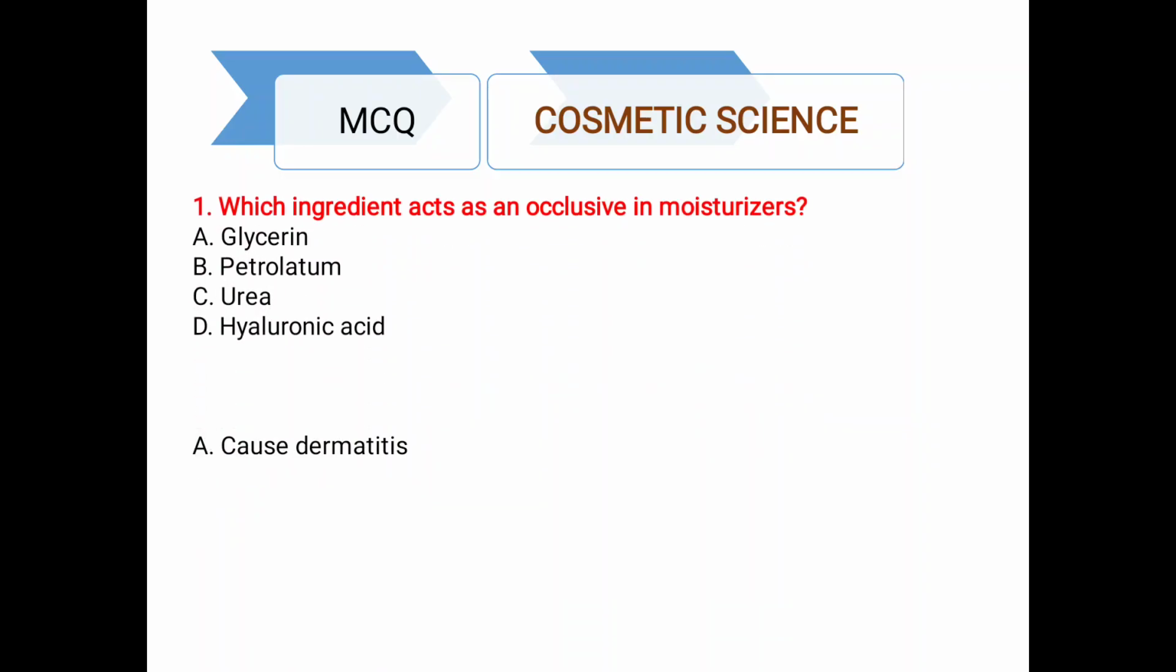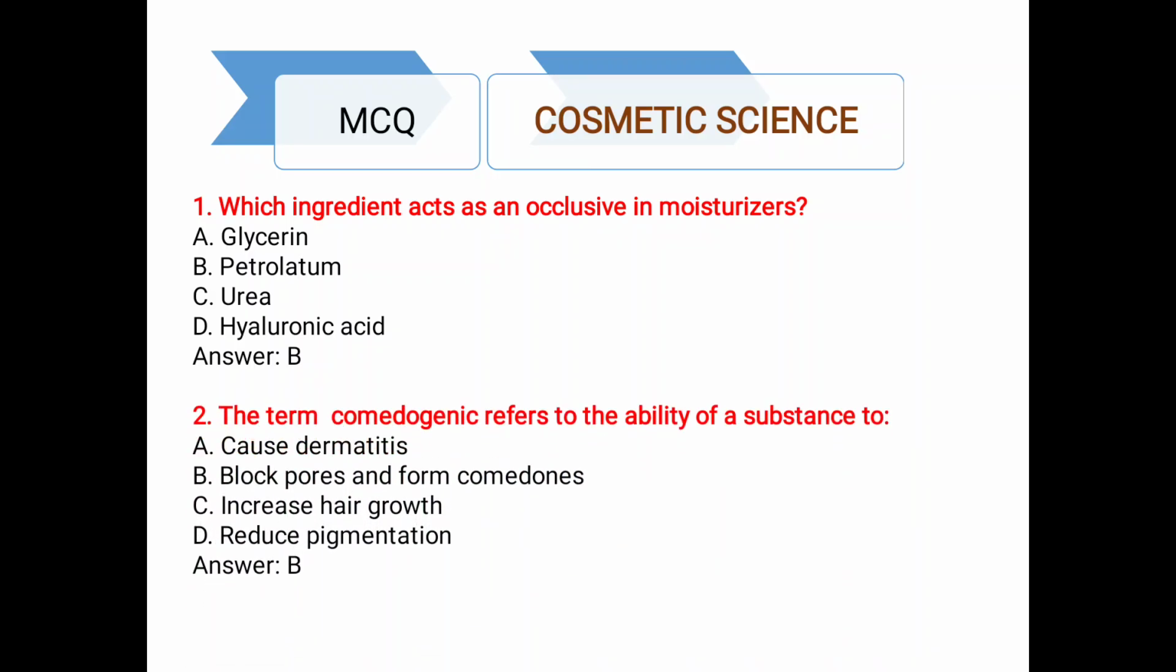Next, which ingredient acts as an occlusive in moisturizer? A, glycerin, B, petrolatum, C, urea, and D, hyaluronic acid. Glycerin acts as a humectant. Question: which ingredient acts as an occlusive in moisturizer? Petrolatum. B is the correct answer.